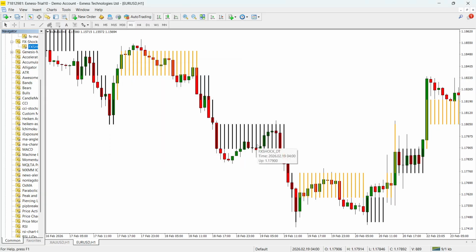On the chart, the FX shock indicator draws orange and black blocks on top of candlesticks, making the chart look similar to a Renko style display but still based on standard time frames.